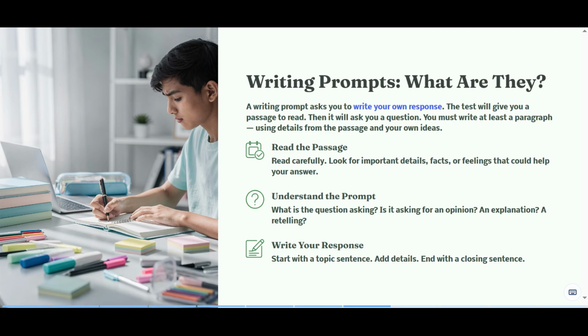Read the passage. Read carefully. Look for important details, facts, or feelings that could help your answer. Understand the prompt. What is the question asking? Is it asking for an opinion, an explanation, or a retelling? Write your response. Start with a topic sentence, add details, and end with a closing sentence.